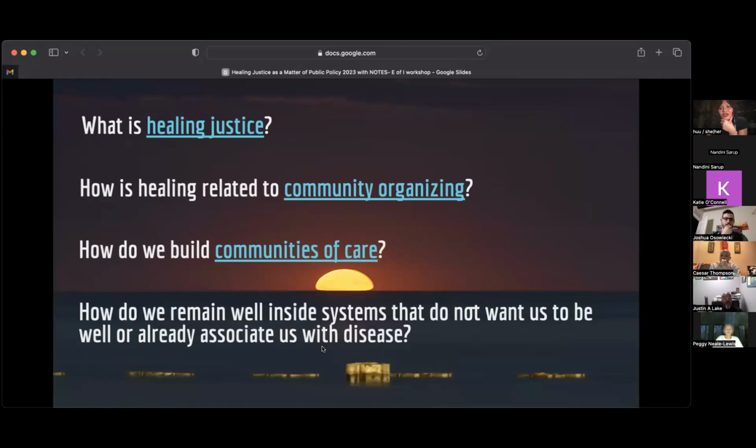Okay, so these are the main questions that I'm raising for us today, and they're questions that actually guide my work every single day. And I hope that through our time together, these questions will spark more questions that can lead to responses that support us in our commitment towards interrupting and upending the multiple and intersecting injustices that our communities continue to experience. And so what is healing justice?